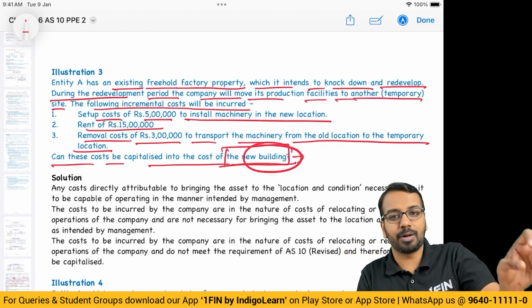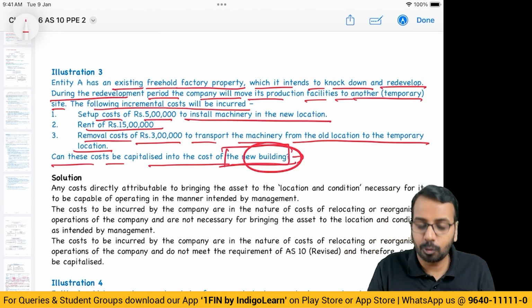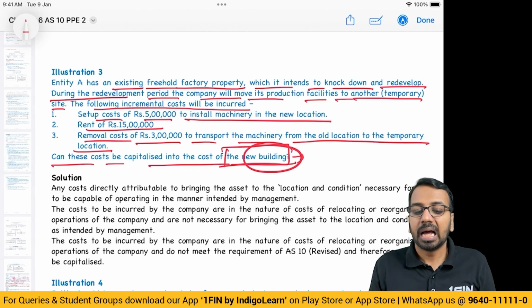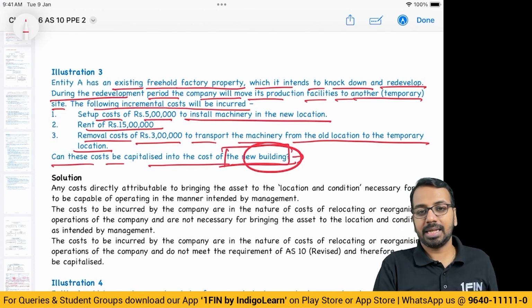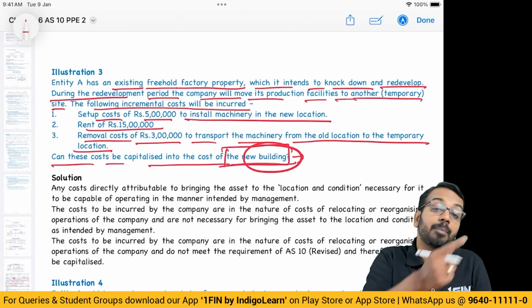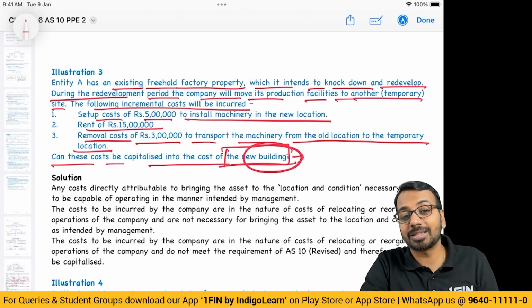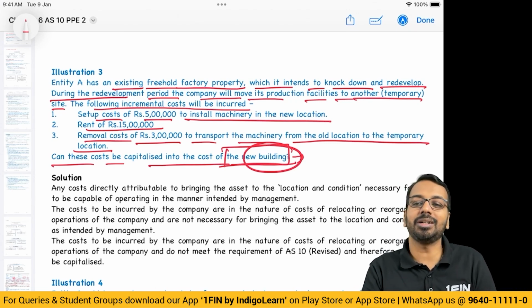See, I move to a different place. Say, for example, I own a flat or I own a home. I want to build a new home there. What did I do? I moved to a different place and I started paying rent there. Can the payment of rent there be considered as the cost of building? That is what the question is asking.